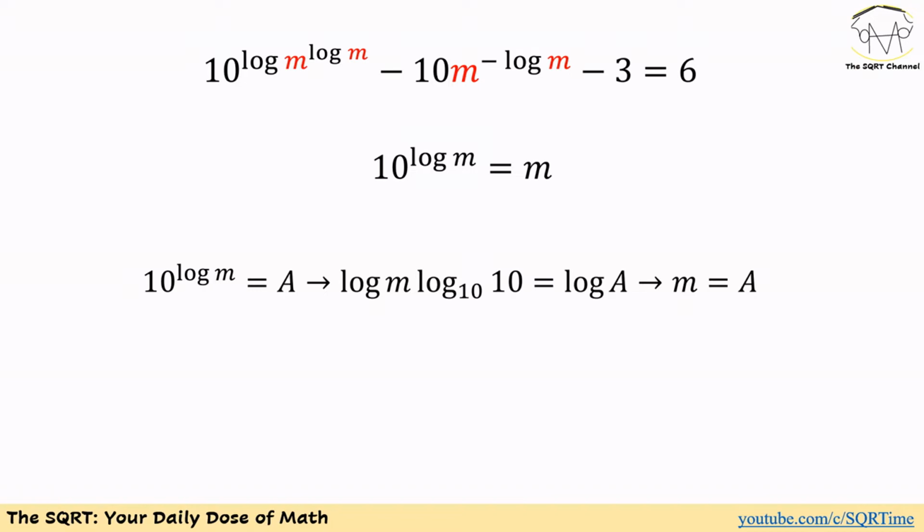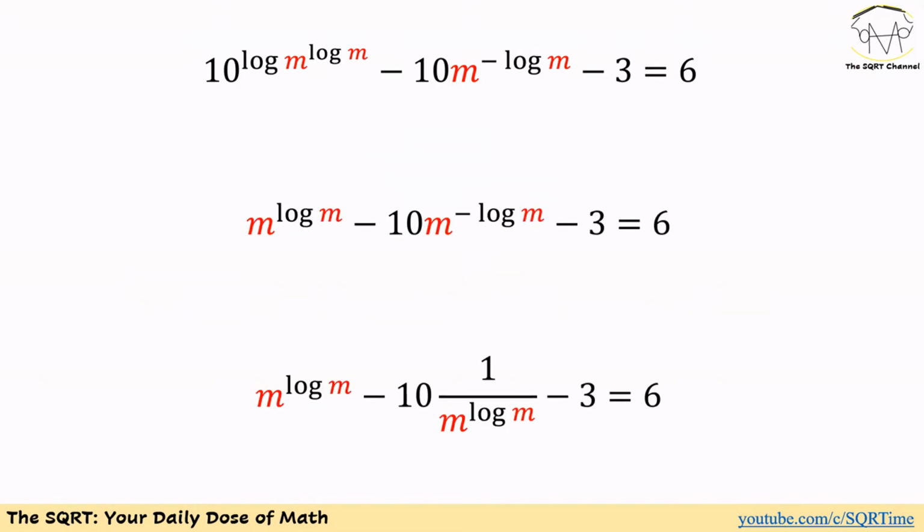Now we can write the whole equation as m to the power of log m minus 10m to the power of negative log m minus 3 is equal to 6. We are going to simplify it as m to the power of log m minus 10 times, instead of using m to the power of negative log m, we are going to write it as 1 over m to the power of log m. Everything else is still the same.